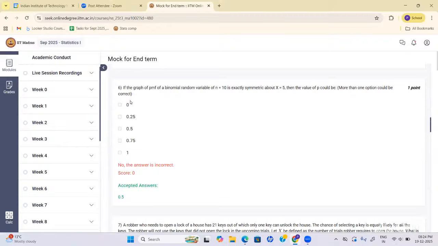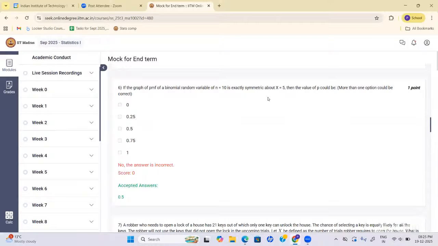So you can see that it is given that the graph of this variable, these values are given, but actually we don't have to use these values. The only thing we have to notice here is that the graph is symmetric. It is not a skewed graph. So for symmetricity, the value of p should be equal to 0.5. Yes, ma'am, 5 would be the average, right? Yes, this is the average value. So n is equal to 10, so it will be 0.5.